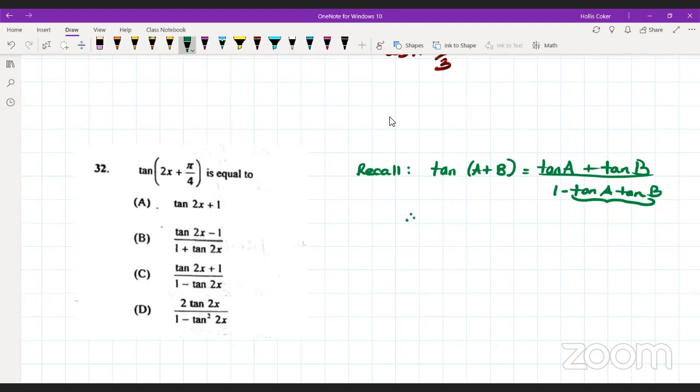So therefore, tan of (2x plus pi on 4). Now pi on 4 is 45 degrees, right? Pi is 180 degrees, so pi on 4 will be 180 over 4, which is 45 degrees. And you ought to know that the tan of pi on 4, tan of 45 degrees, is always 1. So you have to remember that.